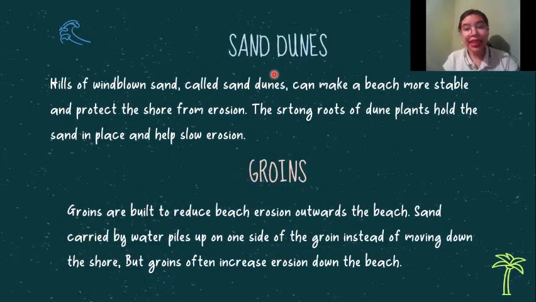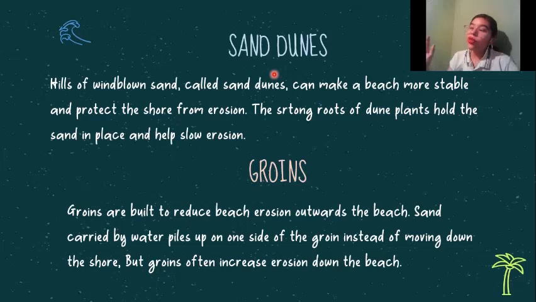And we have sand dunes and groins. So the sand dunes are hills of windblown sand. They can make a beach more stable and protect the shore from erosion. The strong roots of dune plants hold the sand in place and help slow erosion.